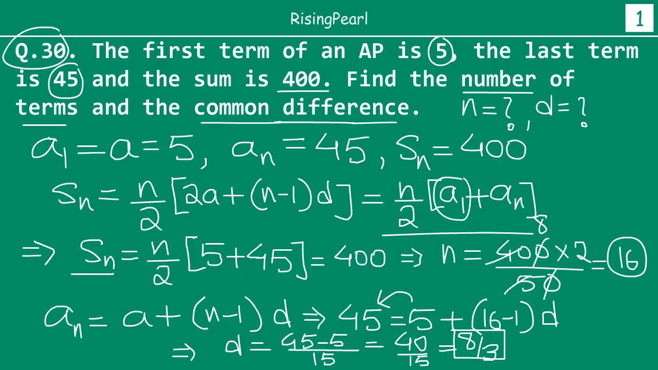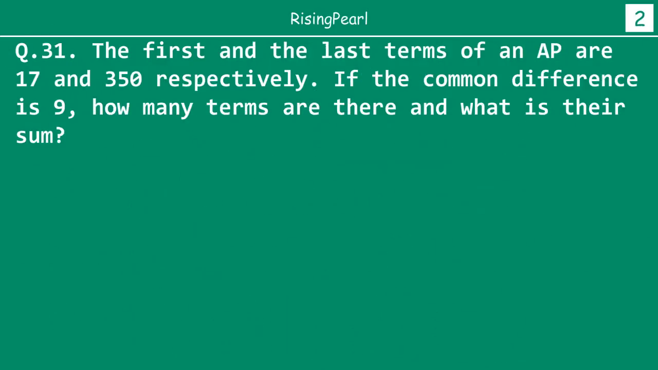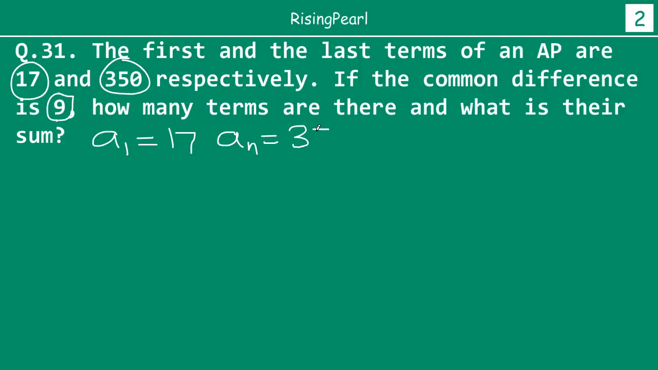So friends, this is how we solve these kinds of questions. Let's take a look at the next question. The first and the last terms of an AP are given. If the common difference is 9, this time the common difference is given. So we know a1, that is given, and let's say there are n number of terms. The last term is also given, and the common difference is given, so d is equal to 9.